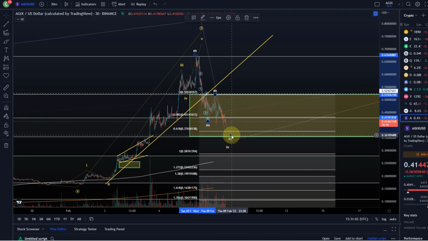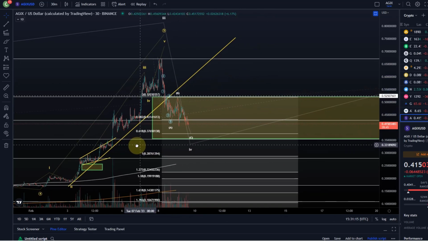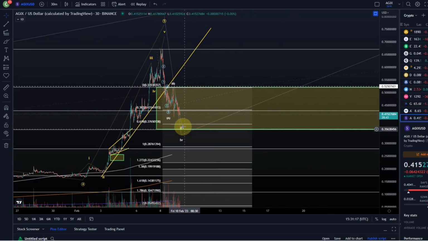Now, the very first target here would be the 61.8 extension. This is possible if the C wave is unfolding as an ending diagonal. That would be at 37.6 cents. So watch that level for a possible bounce. But it would be unusual for a C wave to be short. So the next target afterwards would be the 1-to-1 ratio, 28.7 cents. And then the 1.618 extension, we talk about 14.38 cents.